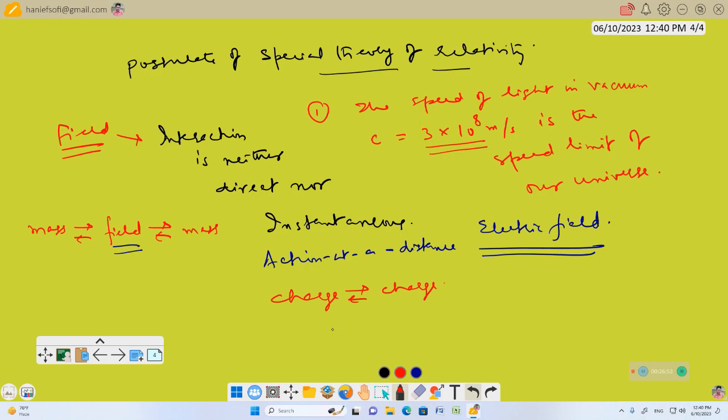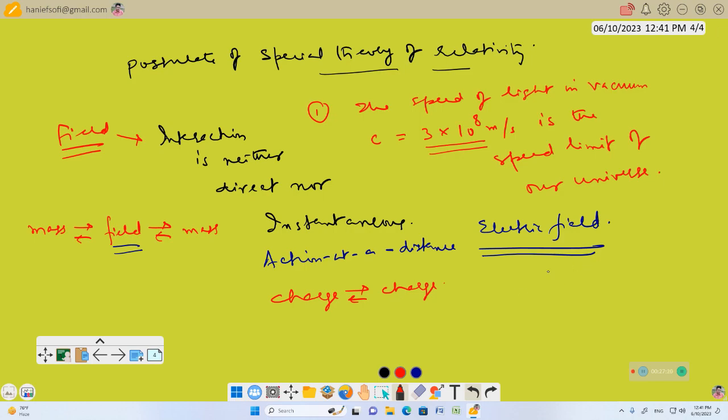And the idea is the same. There we say the interaction is direct and instantaneous. That means there is no third party. Charge 1 exerts force directly on the other charge, and the interaction is instantaneous. If you move one charge, the second charge senses its movement instantaneously, irrespective of the distance between the charges.